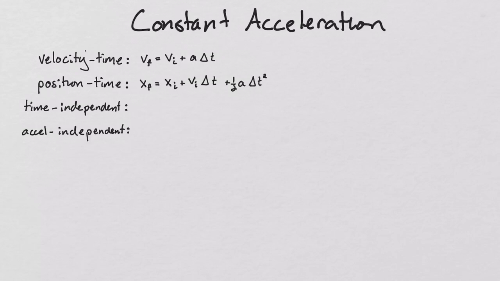Let's do the time independent first. In order to get rid of the time, we need to solve for the time interval using one of the equations and plug it into the other. Since the position time is quadratic in time, it is much easier to solve the velocity time equation. We will start out by solving for t.